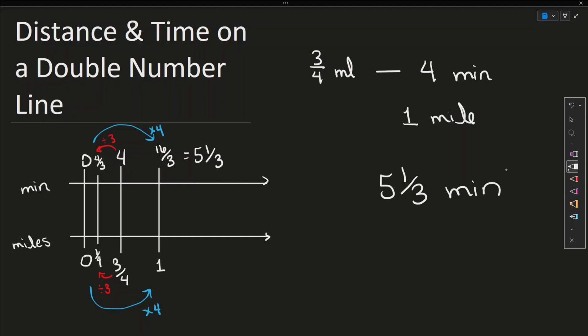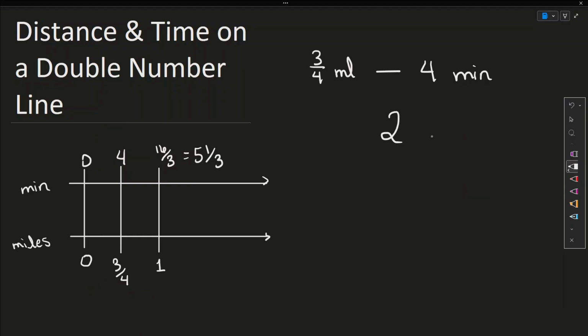Let's also understand why this makes sense. In 4 minutes, the scooter goes less than 1 mile. It only goes 3/4 of a mile. So to go a full mile, it should take more than 4 minutes. 5 1/3 minutes is more than 4 minutes, so our answer is reasonable.